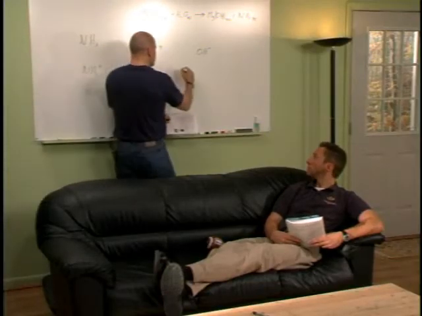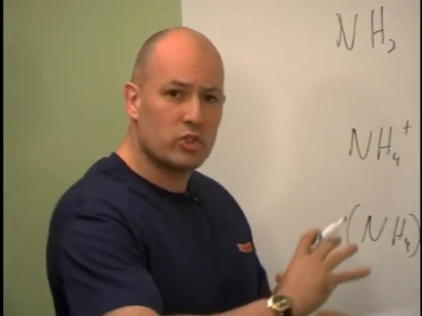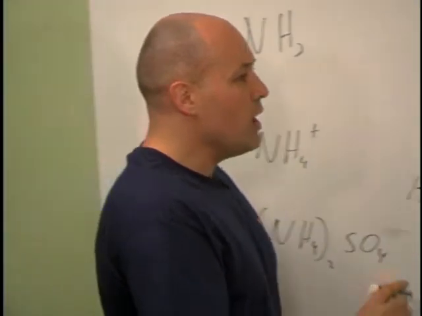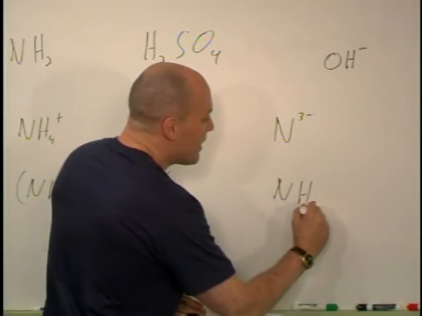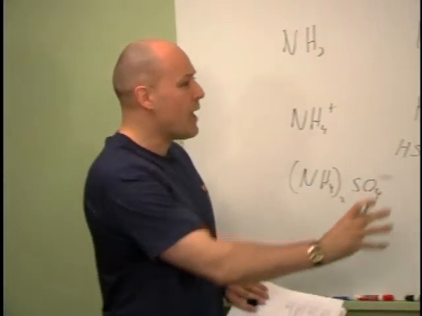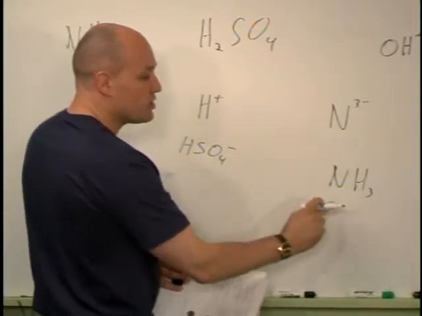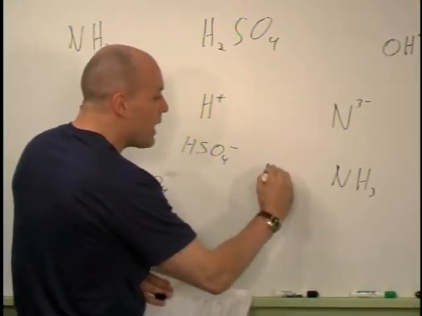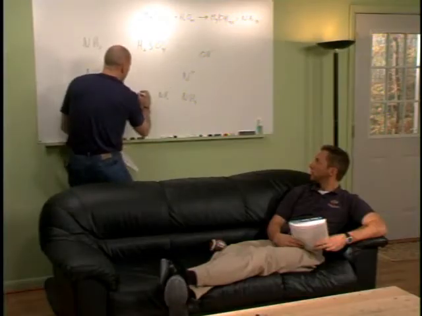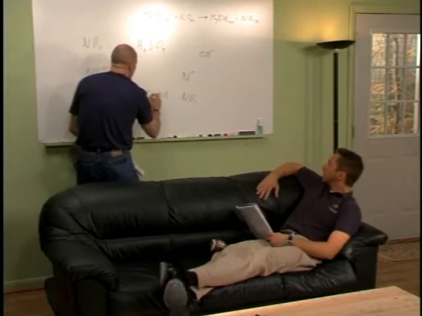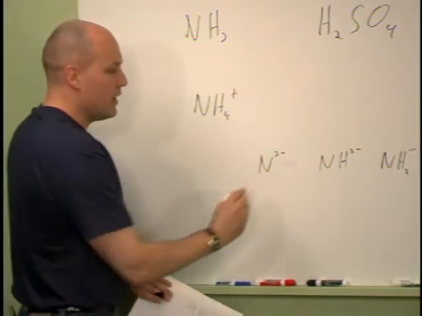N3 minus, this is one of those things you look at on the MCAT and you say, what is that? I haven't used that. So what you want to do is try to create something that you have seen before. Let's make ammonia out of N3 minus. If we add protons to that, we make ammonia. Now to get from ammonia to N3 minus, we subtract a proton, and we have NH2 minus. We subtract another proton, and we get NH2 minus, and we subtract yet another one, and we get N3 minus.